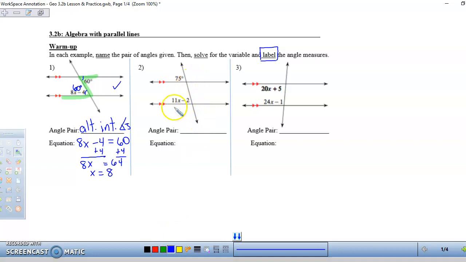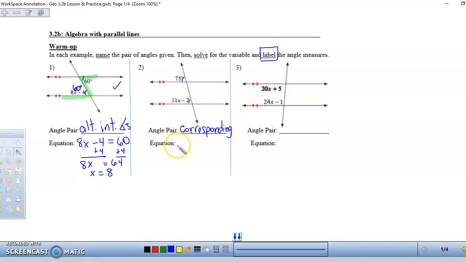Number 2. A lot of times kids have a hard time identifying what kind of angles these are. So we have the parallel lines, and then we have 2 intersection points. These angles are both in the upper left corner of the intersection, so those are going to be in corresponding positions. So those are corresponding angles, and we know that corresponding angles are also congruent.